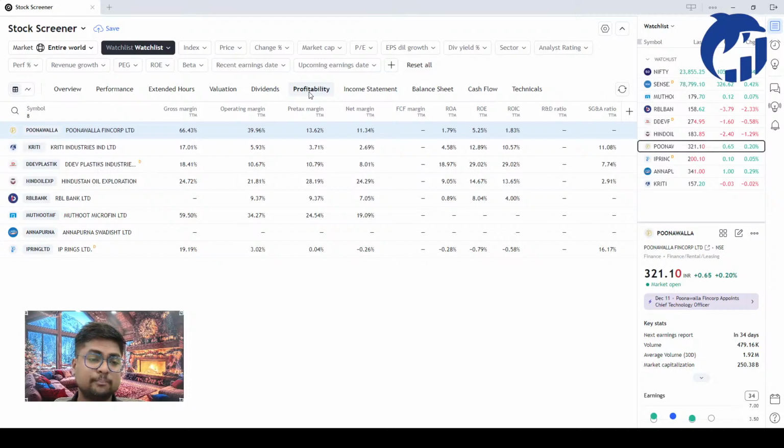So let's talk about profitability. Profitability plays a very important role. When the company's profitability grows at a constant pace, we can understand that they will be making a lot of money and generating profit for you. Once they generate profit, the stock price will also follow its mark.